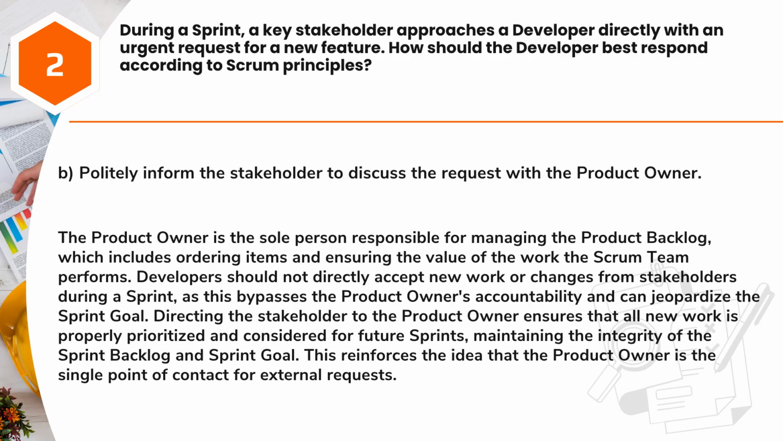Answer: B. Politely inform the stakeholder to discuss the request with the product owner. The product owner is the sole person responsible for managing the product backlog, which includes ordering items and ensuring the value of the work the Scrum team performs. Developers should not directly accept new work or changes from stakeholders during a sprint, as this bypasses the product owner's accountability and can jeopardize the sprint goal.